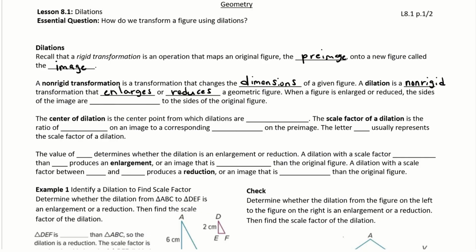When a figure is enlarged or reduced, the sides are proportional to the sides of the original figure. What we mean by proportional is if you reduce the figure by half, then all of the sides are going to be reduced by half. That's what we mean by proportional. Now the center of dilation is the center point from which dilations are performed.